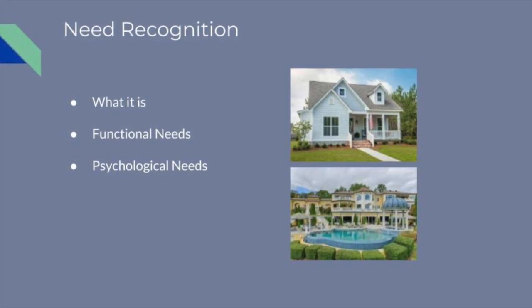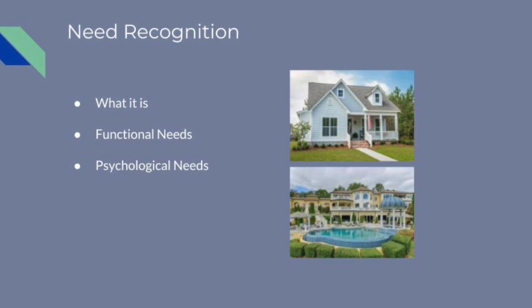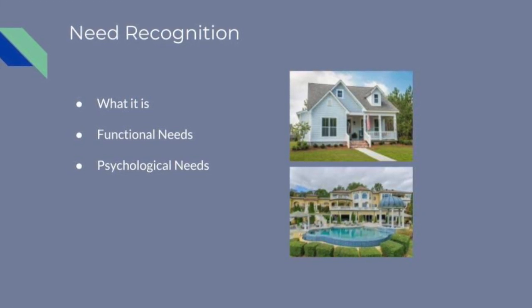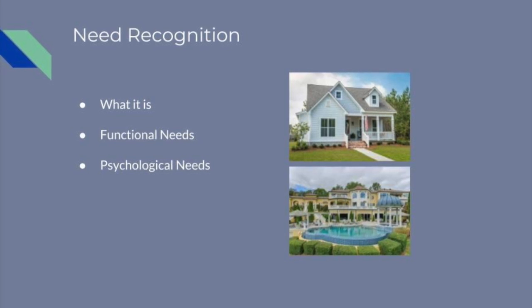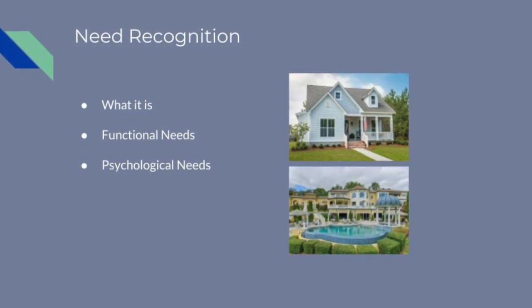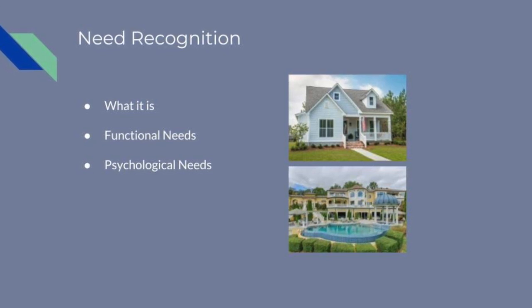Functional needs are basic needs rooted in logic, such as the need for survival. Psychological needs are emotional connections to the product, such as status. An example of this is the need for shelter versus the psychological need for a home.